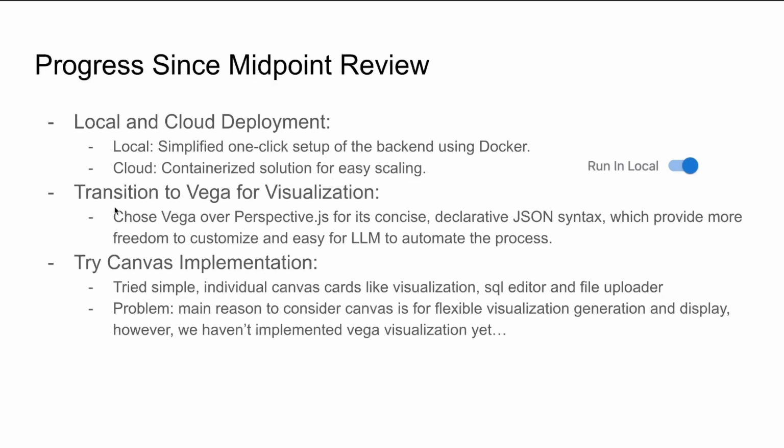And we also tried to transition to Vega for visualization, because Vega has a more concise and declarative JSON syntax, which provides more freedom to customize than Perspective JS, and is easy for a large language model to automate. And also, we tried a Canvas implementation. We did make some simple individual Canvas cards like visualization cards, SQL editors, and file uploaders. But we finally abandoned that because the main reason to consider Canvas is for the flexibility of visualization generation and display. However, we didn't implement Vega visualization yet, so there is no visualization popping out.